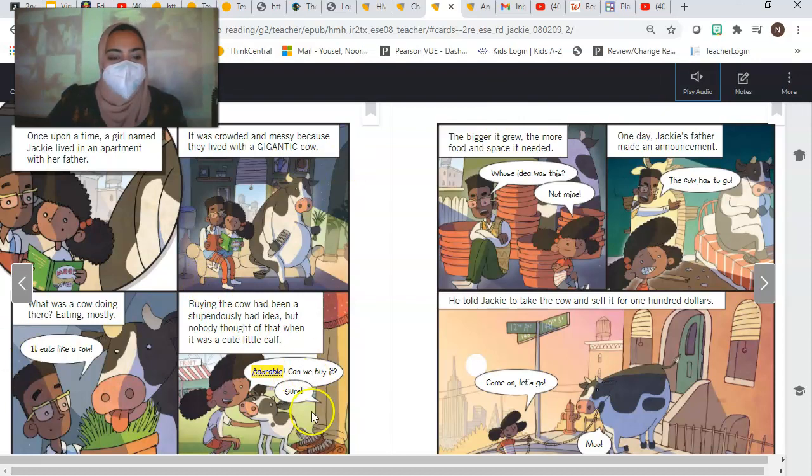What are these called? Where it says, adorable, can we buy it? Sure. They're called speech bubbles. That means the person is talking. All right, let's keep going.